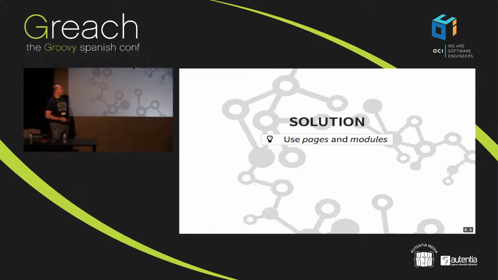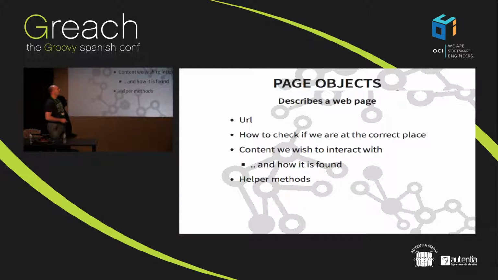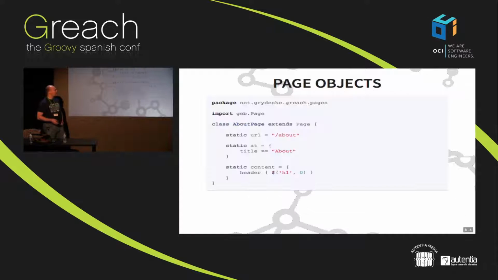So what we should do is use pages and modules. This is one of the strongest things in Geb as I see it. So a page object describes the URL that we are in, how to check that we are at the right place, and the content we wish to interact with, and we can add helper methods to this. So in one phrase, we can actually do domain modeling. So use software engineering principles for this. So this is how a page could look like.